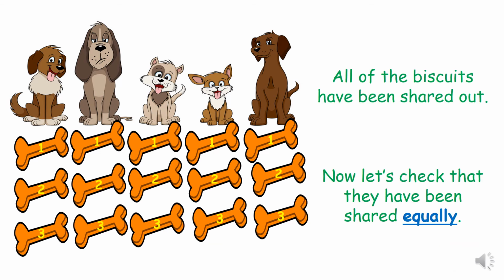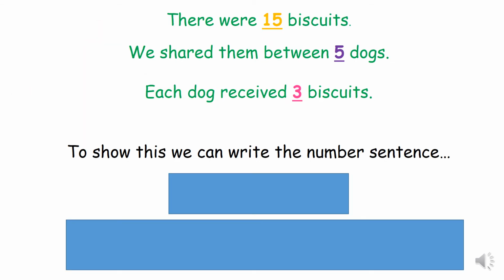So I've shared out all the biscuits now. Have they all got the same amount? How many dog biscuits do they each have? They have 1, 2, 3. Each dog has 3 biscuits each. There were 15 biscuits. We shared them between 5 dogs, and each dog received 3 biscuits each.